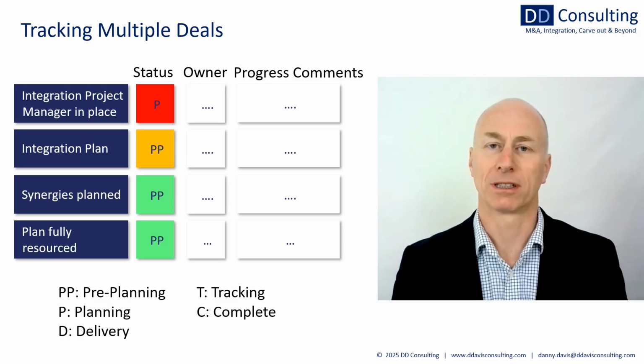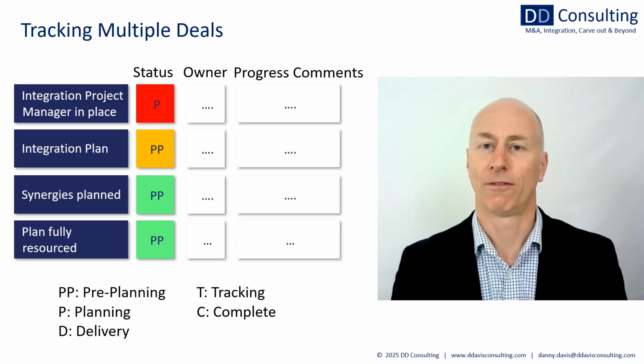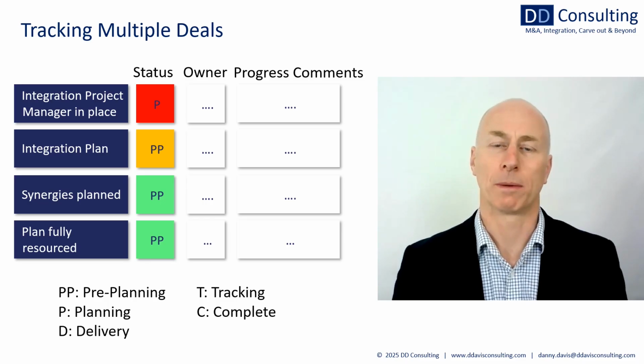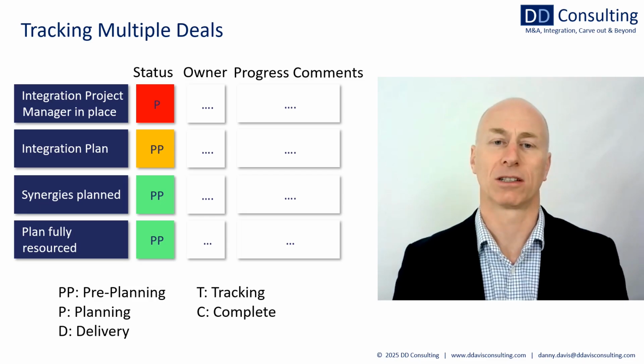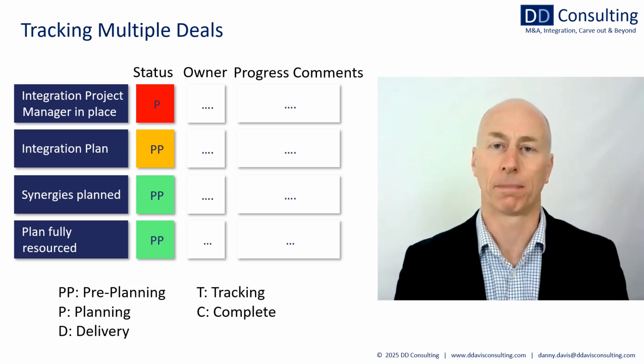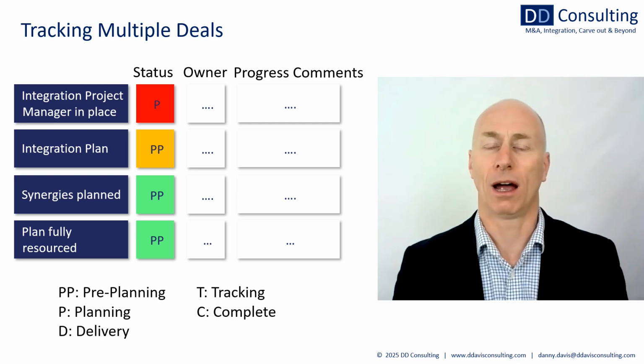Normal project management status. So there's usually 4, 5, 6 statuses. We're pre-planning, we're planning, we're delivering, we're tracking, we're complete. So normal basic project management status. Use whatever you already use in your company around doing that. We've got an owner and we might have comments.